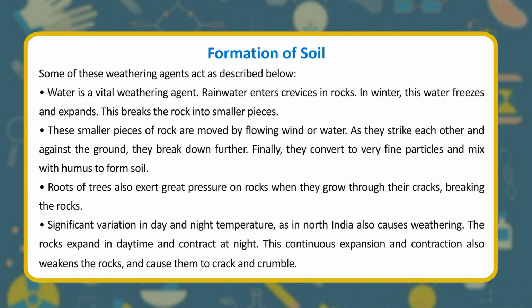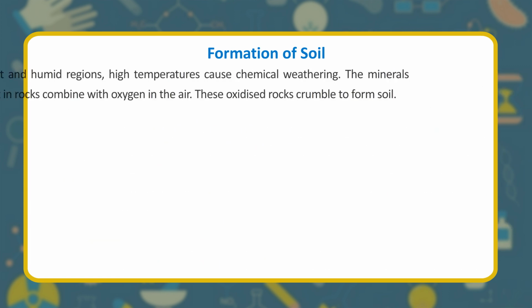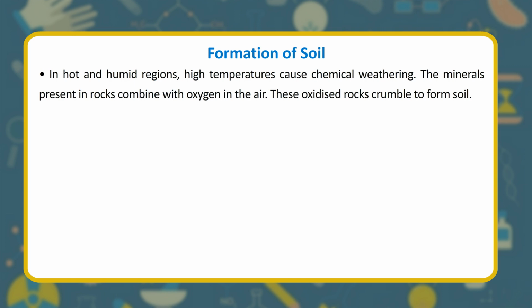Roots of trees also exert great pressure on rocks when they grow through the cracks, breaking the rocks. Significant variation in day and night temperature, as in North India, also causes weathering. The rocks expand in daytime and contract at night. This continuous expansion and contraction also weakens the rocks and causes them to crack and crumble. In hot and humid regions, high temperatures cause chemical weathering. The minerals present in rocks combine with oxygen in the air. These oxidized rocks crumble to form soil.